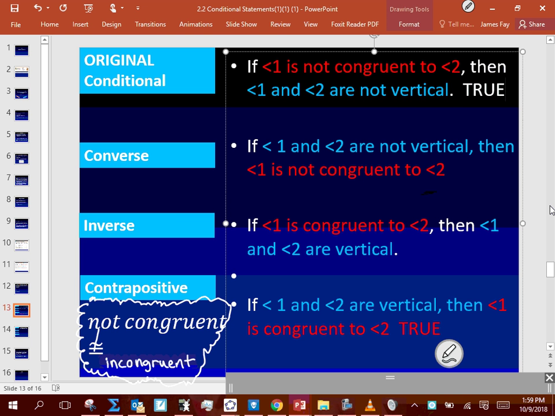I don't like that one. I try to decipher that one. I struggle with it. Let's see if I go to the inverse and answer that one better. If angle 1 is congruent to angle 2, then angle 1 and angle 2 are vertical. Think about how we answer this.